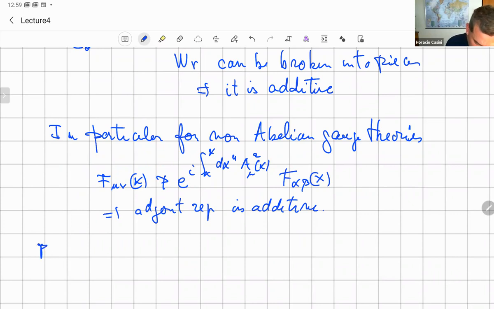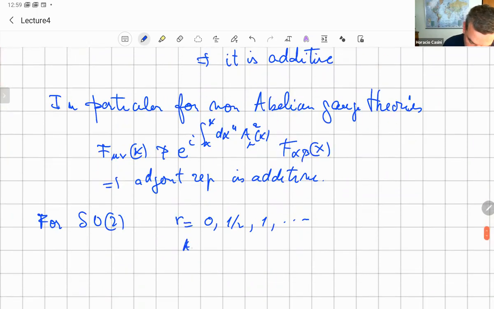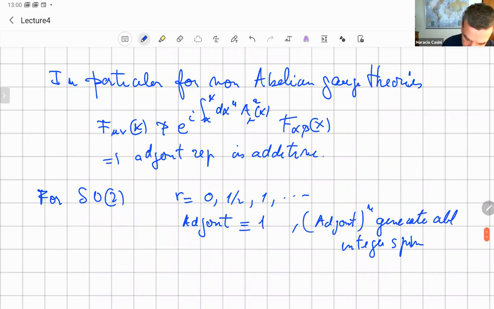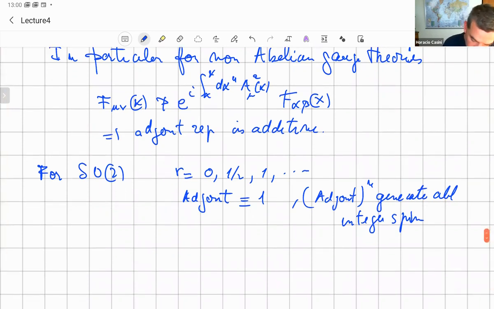For example, in SU(2) gauge theory, the representations are labeled by spins. The adjoint representation is the representation of spin one. The products of the adjoint generate all integer spin, and with that, you show that all the integer spin representations are breakable, are additive. And then you have only the representations of spin 1/2, or equivalently 3/2, et cetera, which are just 1/2 times an integer spin, that are non-local operators.